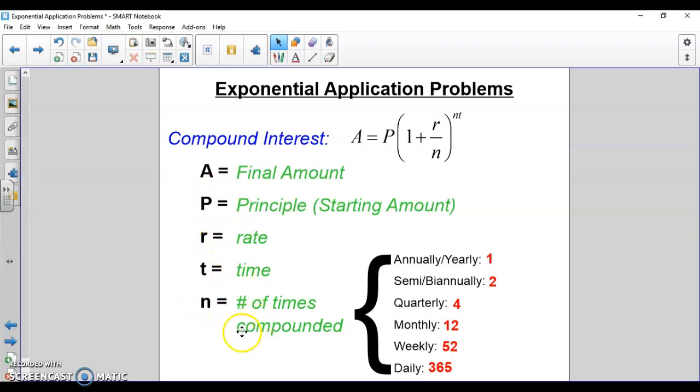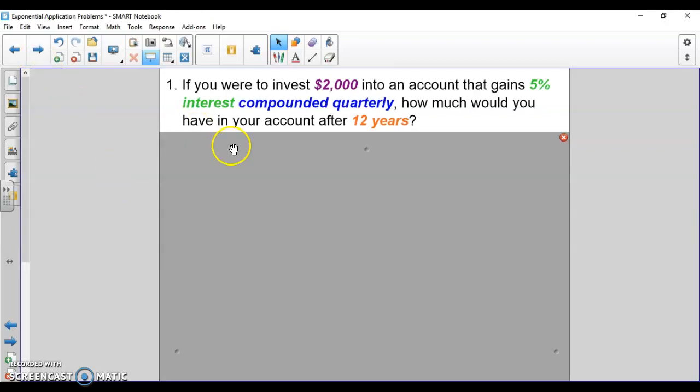N is the number of times compounded. So it'll say in the problem that something got compounded annually, semi-annually, quarterly, monthly, weekly, daily. These are those values. So if I say something was compounded quarterly, that means that value is 4 times a year. All right, let's look at some examples.